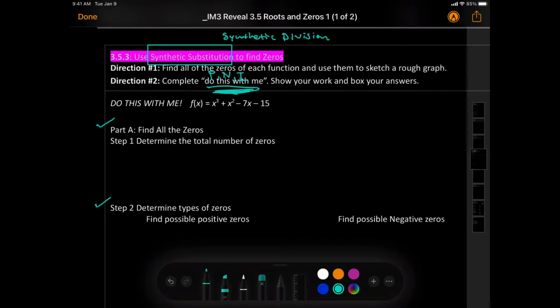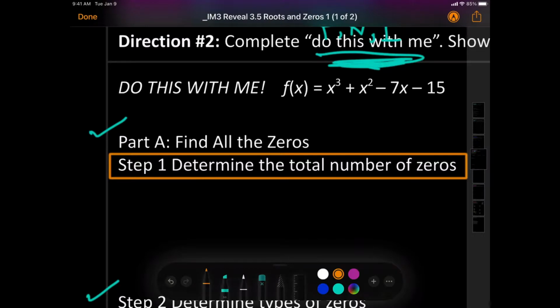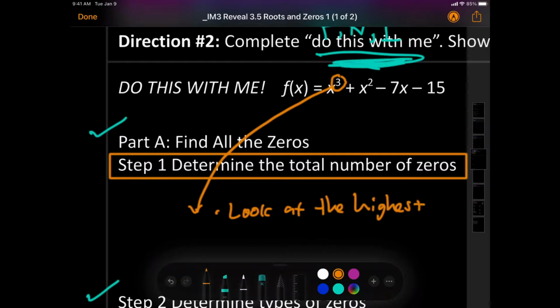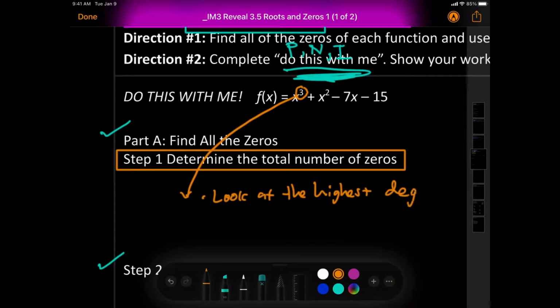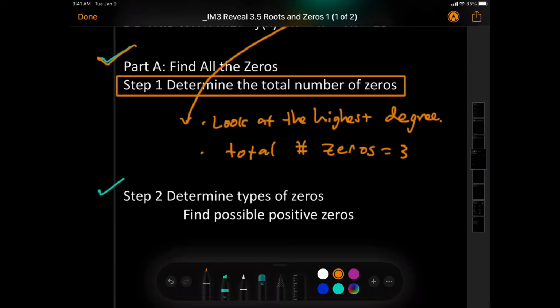Okay, the first thing we need to do is determine the total number of zeros. Remember, the total number of zeros from the fundamental theorem of algebra is just looking at the highest degree. Write that down so you don't forget. In this case, what's our highest degree there? It's going to be 3. All right, so we're done with this part. That was step number 1.